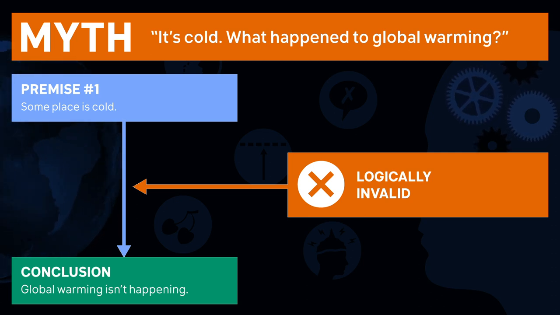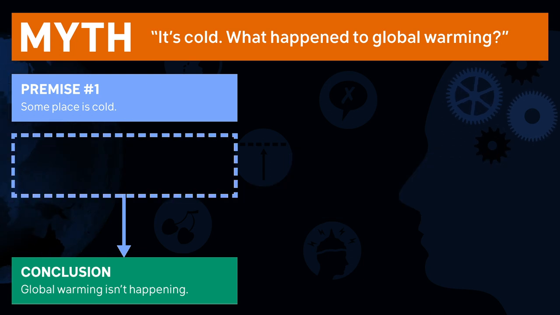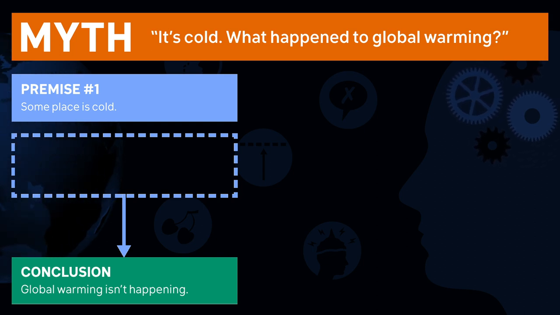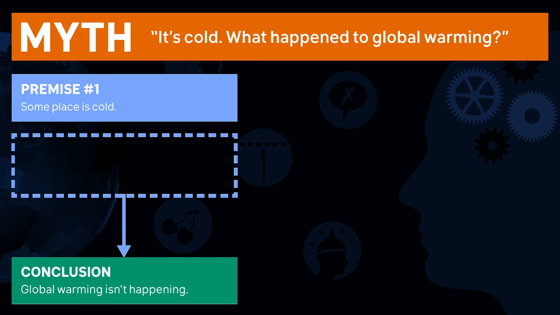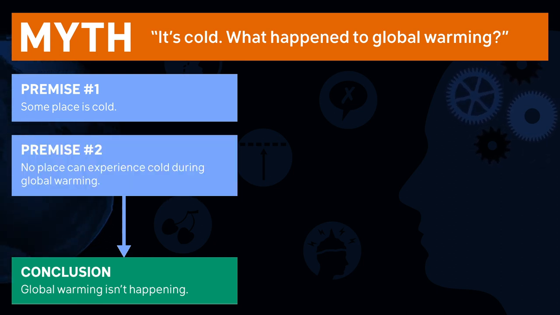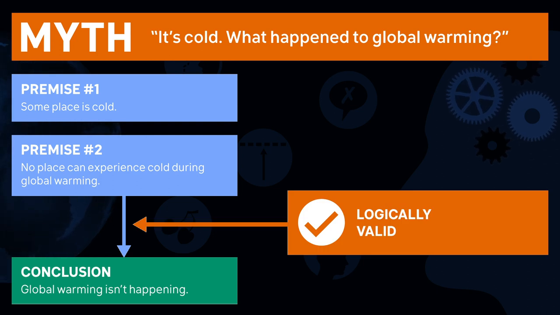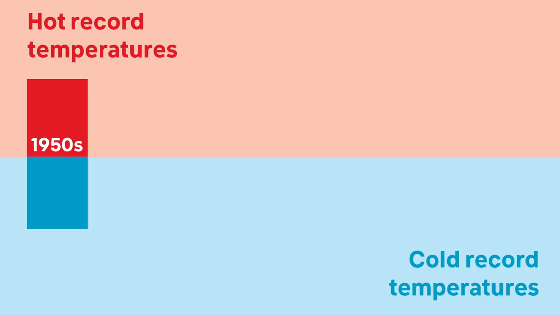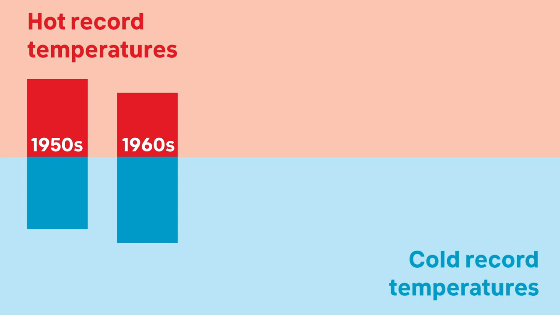So now we need to add an extra premise, an unstated assumption, to make this argument logically valid. The hidden premise that makes this argument logically valid is the assumption that if there was global warming, no area would experience unusually cold weather. Once we add this premise, the argument is logically valid, and we can move on to the third step, assessing whether the premises are true. The first premise is true. Sometimes some places experience unusually cold weather, but the second premise is false. Global warming doesn't get rid of cold weather altogether. It just means it's less likely to happen.